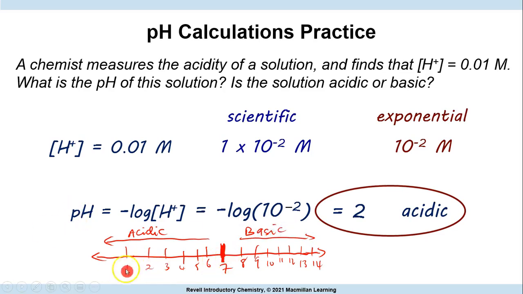So an acid with a pH value of 1 is more acidic than an acid with a pH value of 2. An acid with a pH value of 1 is more acidic than an acid with a pH value of 6. So these ones here are just weakly acidic, around the neutral point. The acids and the bases around the neutral point here are weakly acidic and weakly basic.